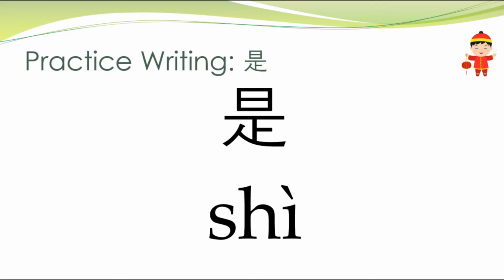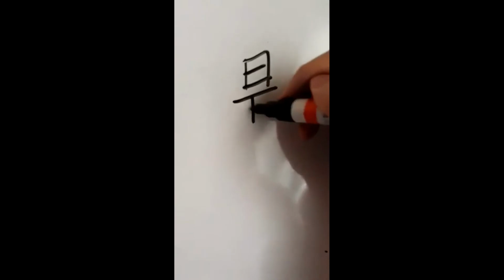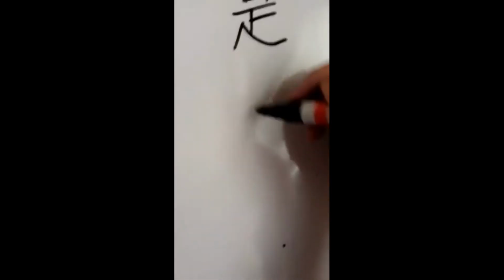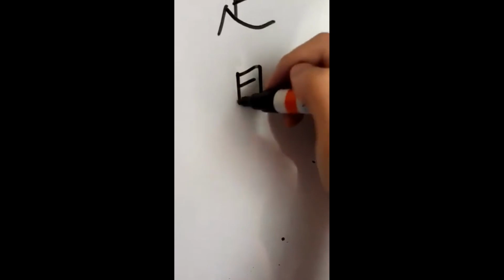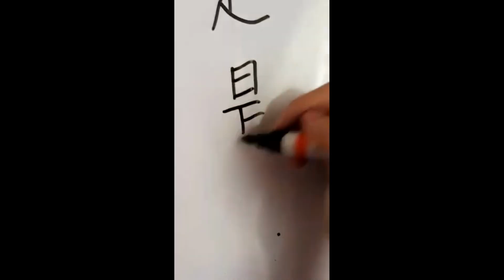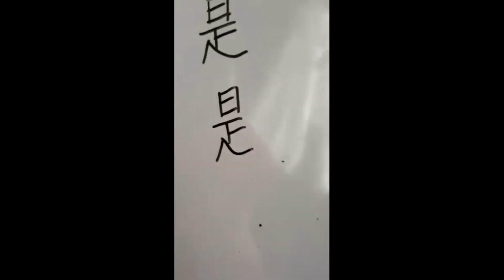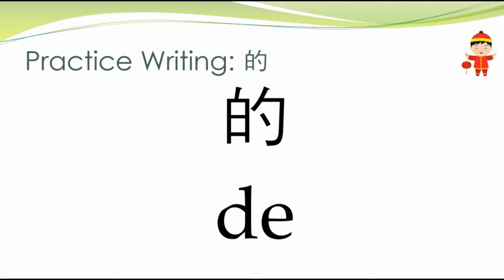Third character, we have shi. Shi, ito yung parang linking verb sa kanila. So, again, please see the next clip. Next character, we have de. De is a possessive particle. And I think ito yung pinaka-common na Chinese character. So, please see the next clip para makita kung paano siya isulat.